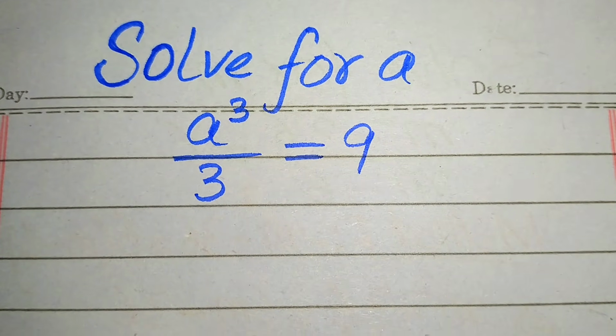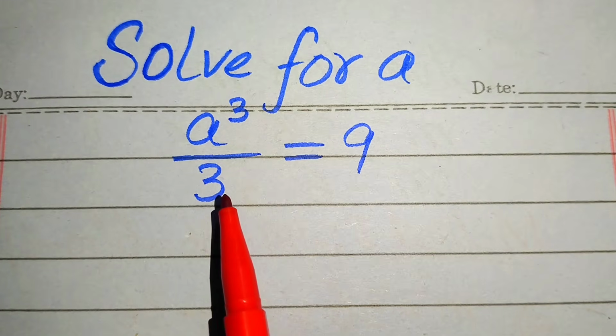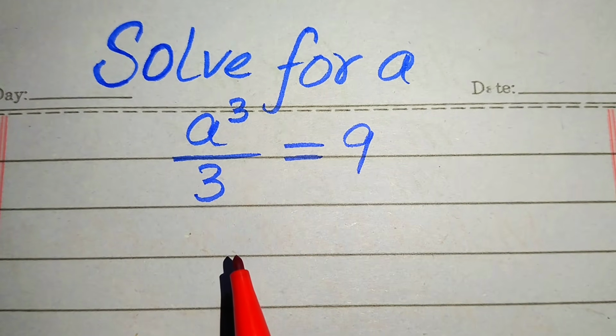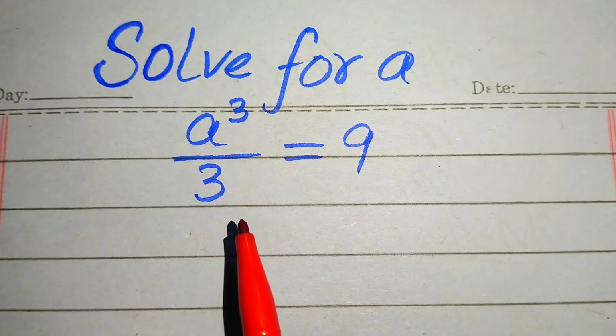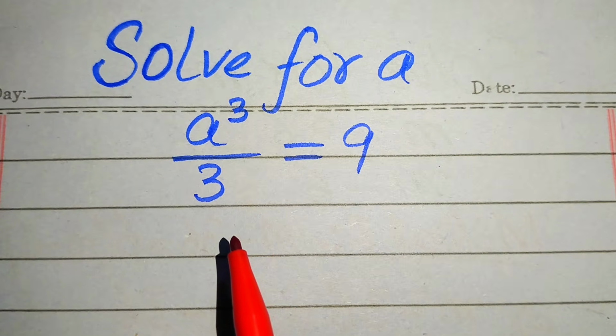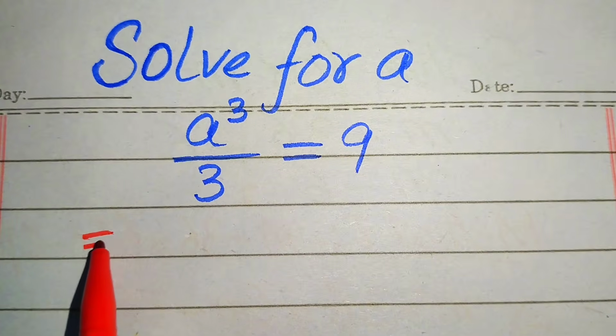So here we have a nice cubic equation: a cubed divided by 3 is equal to 9, and we solve this problem for all the values of a. This is a cubic equation, which means it has 3 roots. We need to find all 3 roots of the given equation. And now we move toward the solution of this problem.